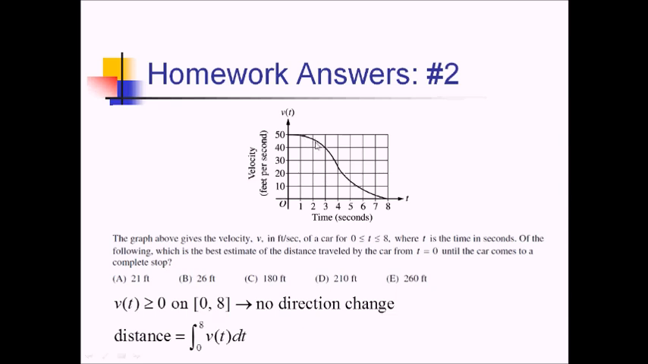Now, we could do this with a bunch of rectangles, and that's certainly one way to do it. Probably the fastest way is just to do a triangle from here to here, like so, and then see the area of that triangle. So this is going to be 1/2 times a base of 8 times a height of 50.